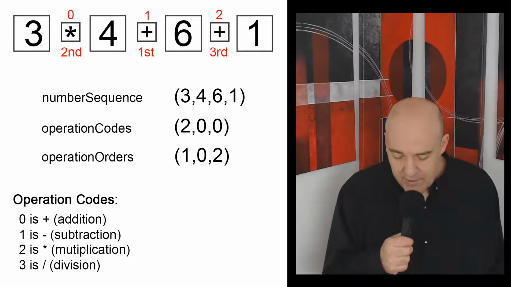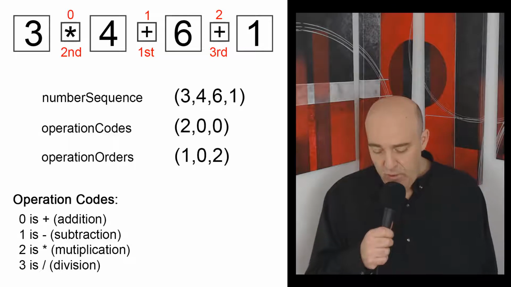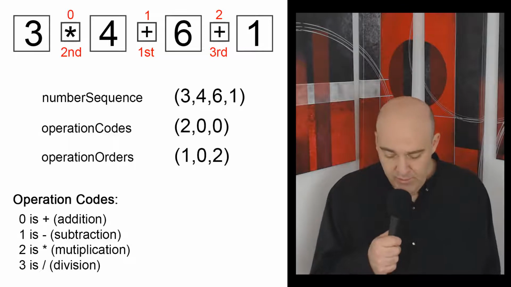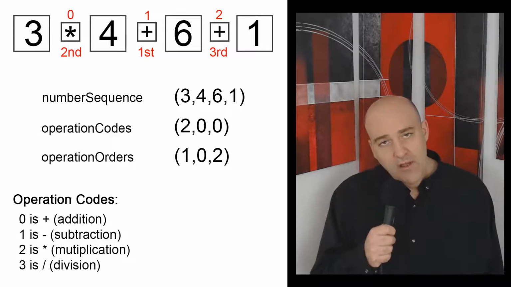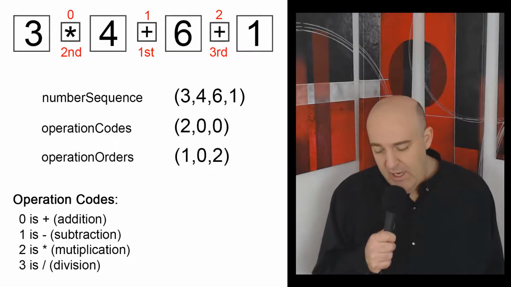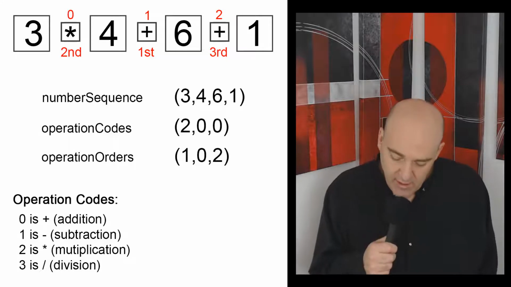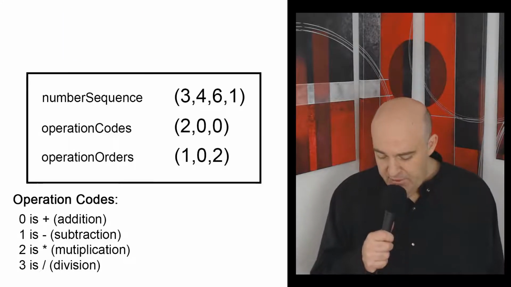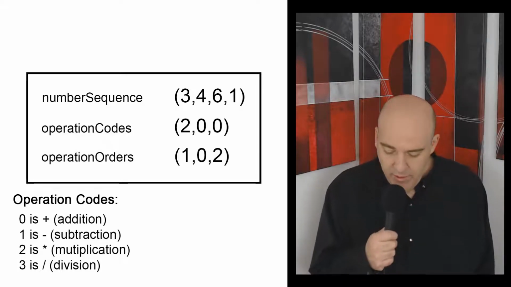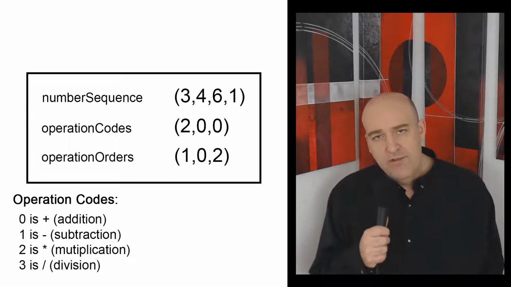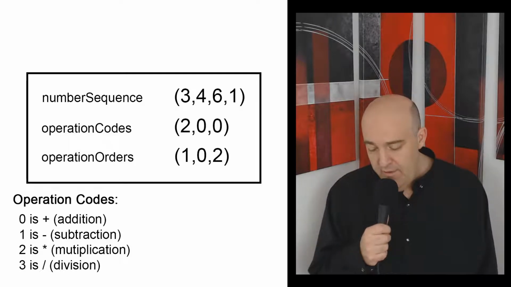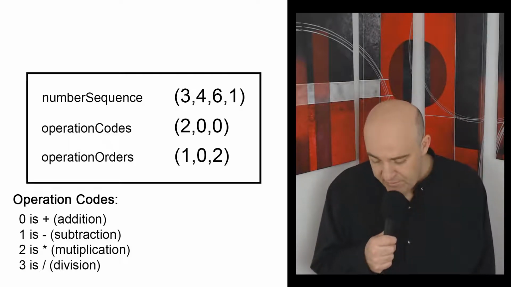Then we have to specify the operation orders. In this case, it'll be 1, 0, 2. We imagine little indices above each operation. So when we write 1, 0, 2, we're indicating that we want to do the middle addition first, and then the multiplication at the beginning, and then lastly, the addition at the end. So here are the three variables that we've used to capture this example. We're going to basically be writing a recursive function that's going to evaluate the operations one by one, and that's how we'll get our final result.